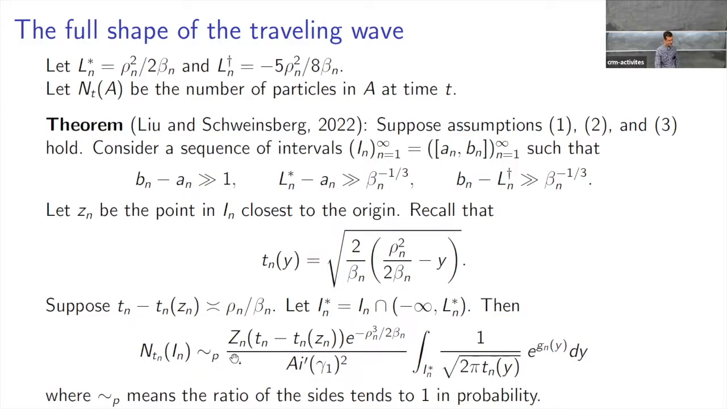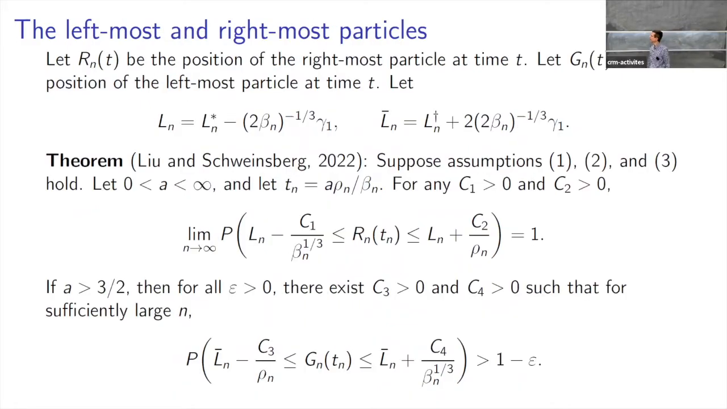Now, this formula is also proportional to the size of the process Zn, not at time Tn, but at time Tn minus Tn of Zn. Now, Zn is the point in the interval that's closest to the origin. So that's the point near where we would expect to find most of the particles. And so the reason that we get this factor appearing is that particles located near Zn at time Tn are going to be descended from ancestors that were close to the right edge at this somewhat earlier time.